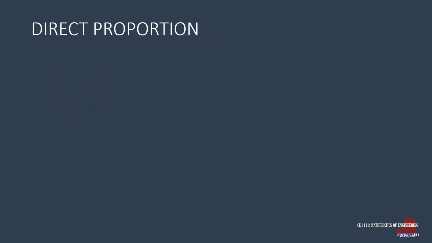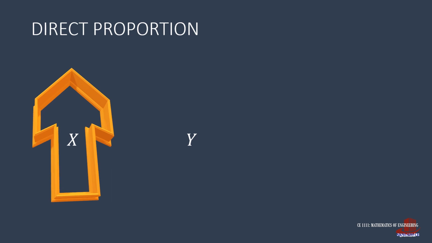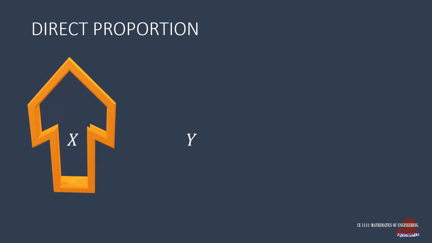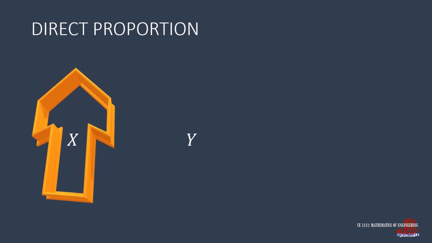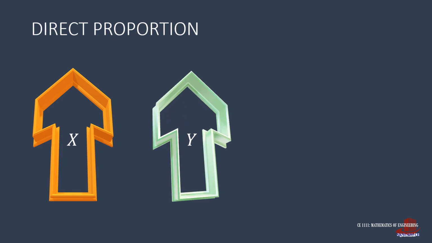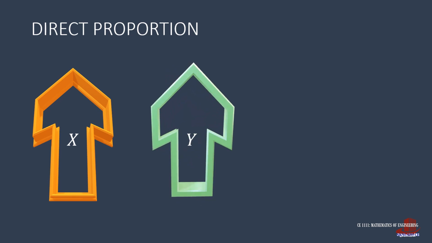The first type is the direct proportion. This includes two quantities x and y, where the trend of one is also the trend of the other. Say if x increases, y also increases.